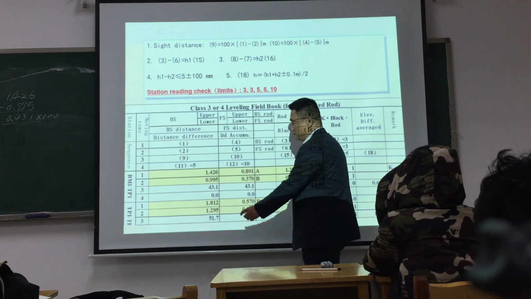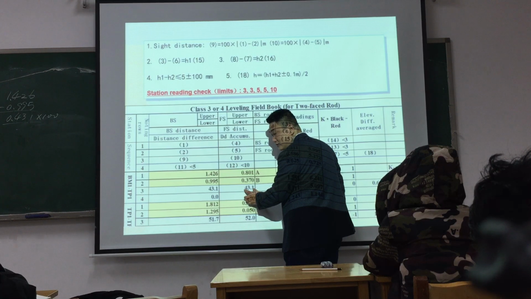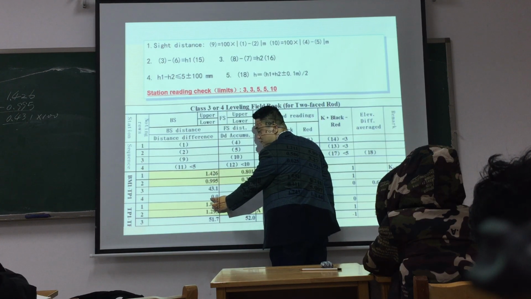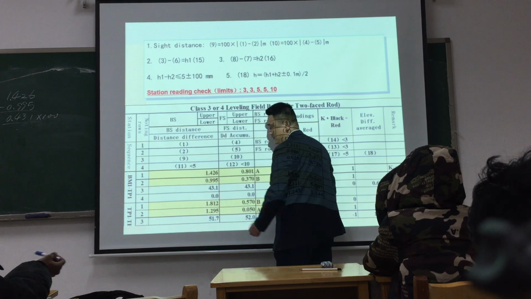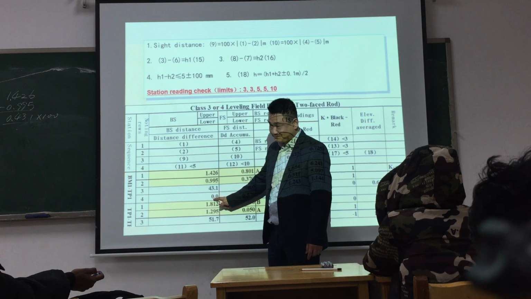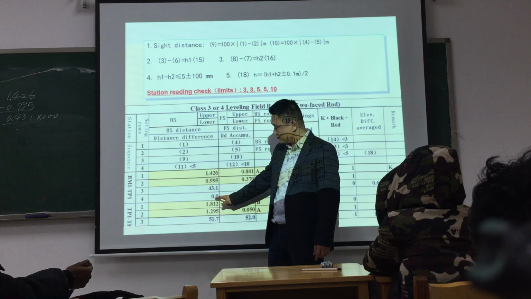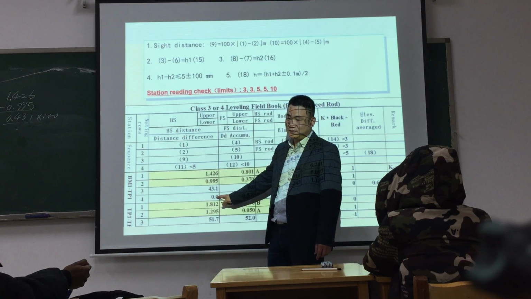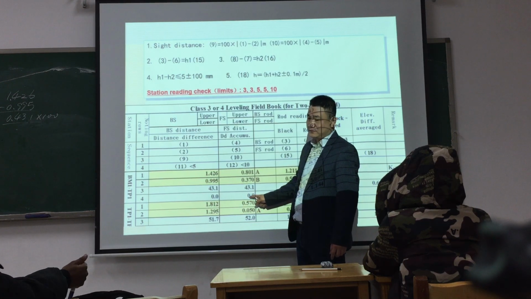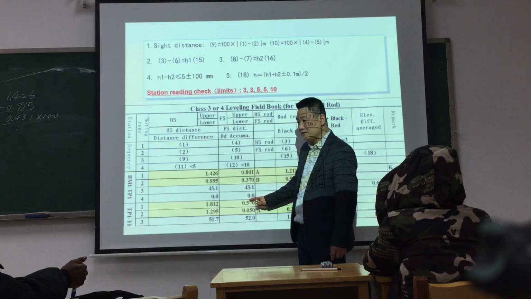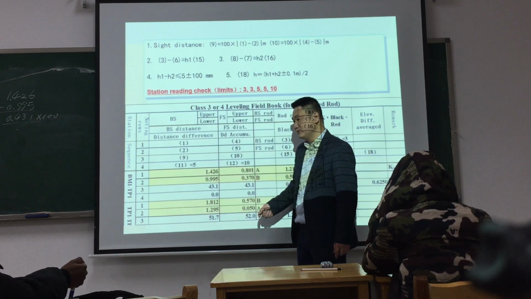So we use backset distance minus foreset distance to get this, the difference of side distance. This should be less than 5 meters for fourth class. Should be less than 5 meters. And here is the total difference of side distance.